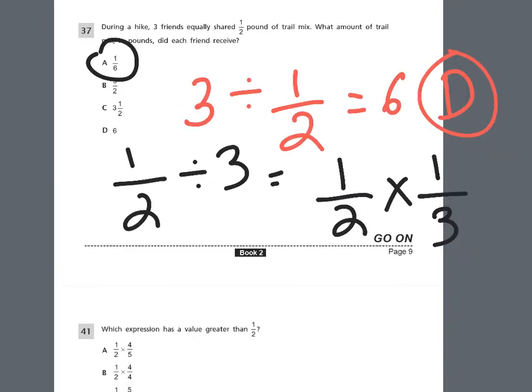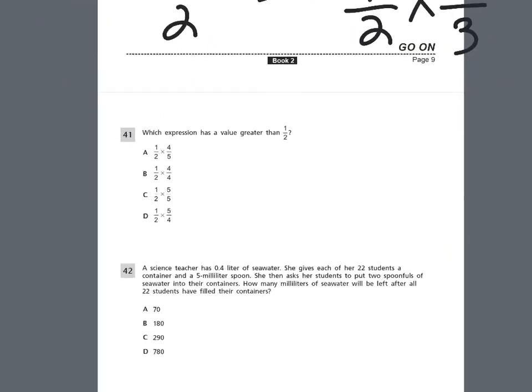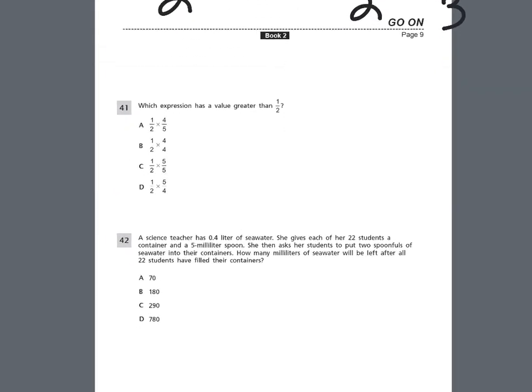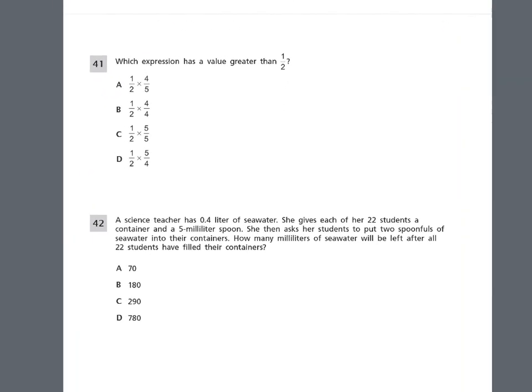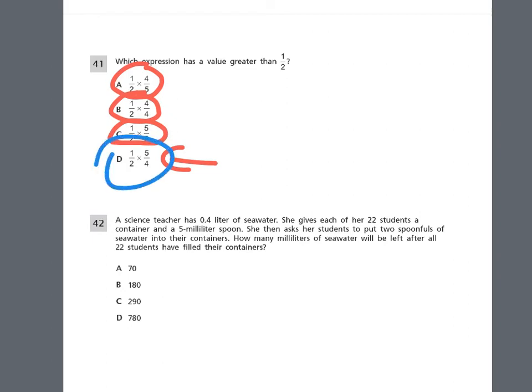41. Which expression has a value greater than 1/2? Well, if you multiply by 5 over 5, it'll stay the same. If you multiply by 4 over 4, it stays the same. If you multiply by 4/5, it gets smaller, so the one that is greater is the letter D, because that's an improper fraction, so therefore your answer will have a greater value.